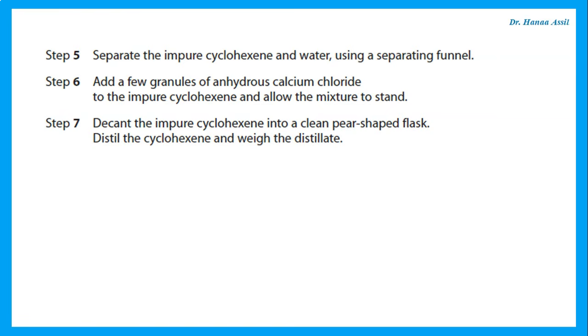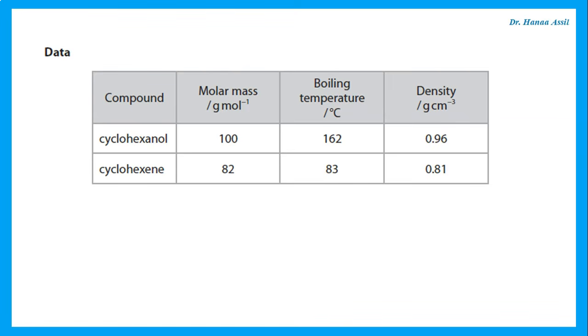Separate the impure cyclohexene and water using a separating funnel. Add a few granules of anhydrous calcium chloride to the impure cyclohexene. Allow the mixture to stand. Decant the impure cyclohexene into a clean pear-shaped flask. Distill the cyclohexene. Weigh the distillate.